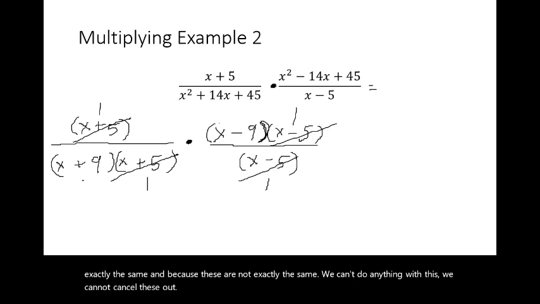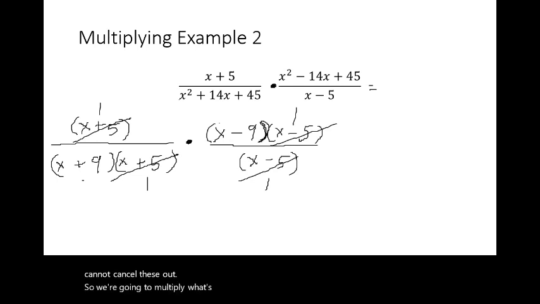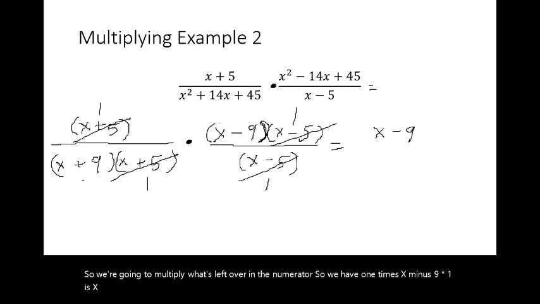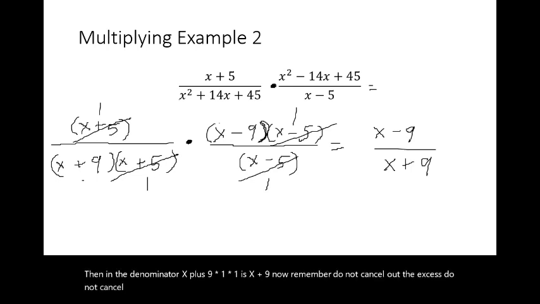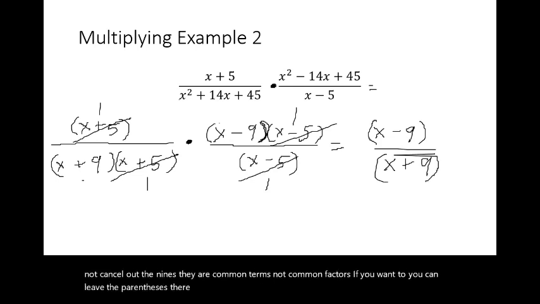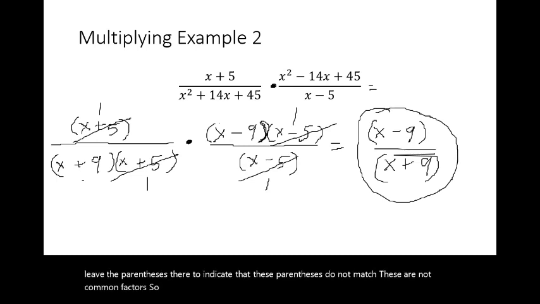So we're going to multiply what's left over in the numerator. So we have 1 times x minus 9 times 1 is x minus 9. Then in the denominator, x plus 9 times 1 is x plus 9. Now remember, do not cancel out the x's. Do not cancel out the 9's. They are common terms, not common factors. If you want to, you can leave the parentheses there to indicate that these parentheses do not match. These are not common factors. So this is your final answer.